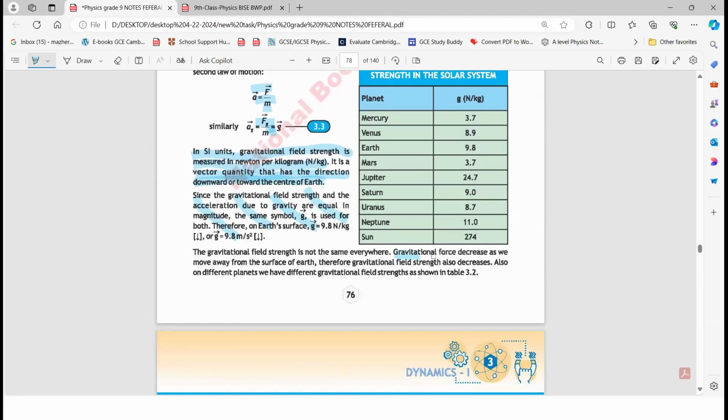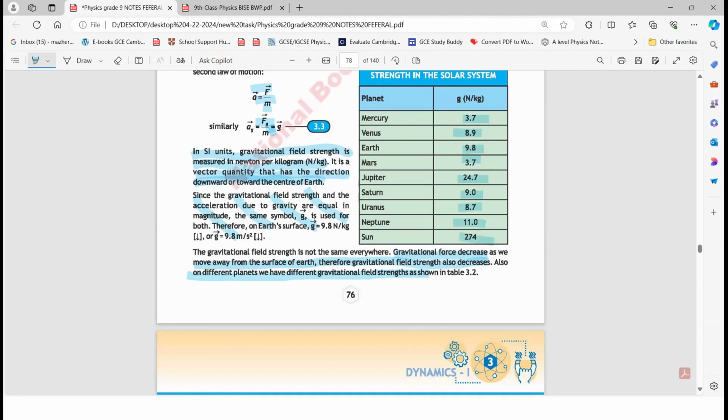ये important point है. Gravitational force decreases as we move away from the surface of the earth. Therefore, gravitational field strength also decreases. Also, on different planets, we have different gravitational field strength as given in this table. Mercury में it has a value of 3.7. Venus it has a value of 8.9, Earth 9.8, and so on.